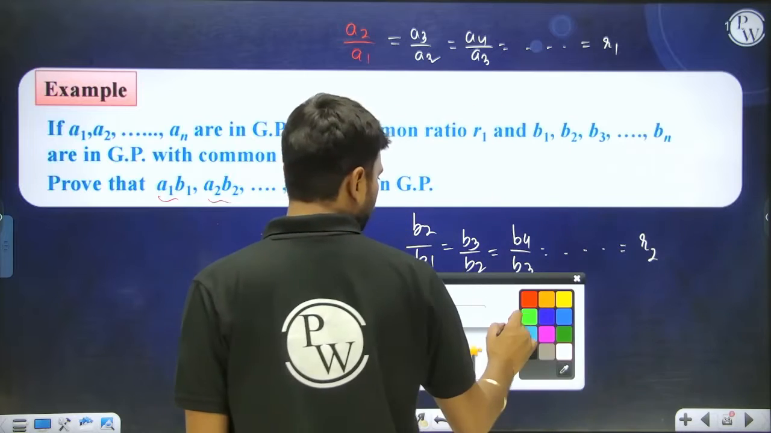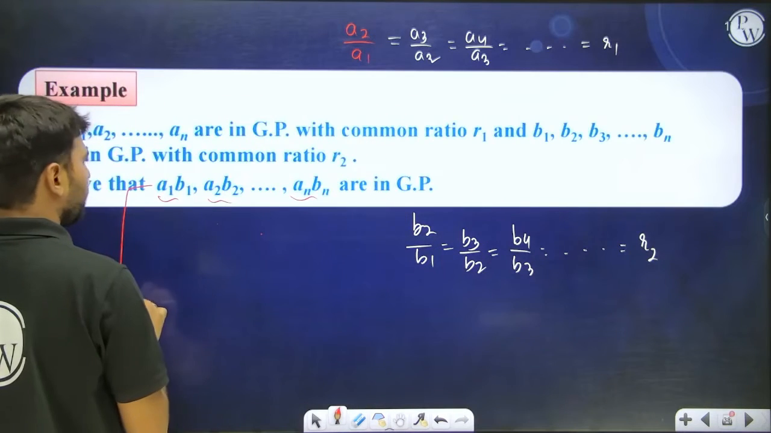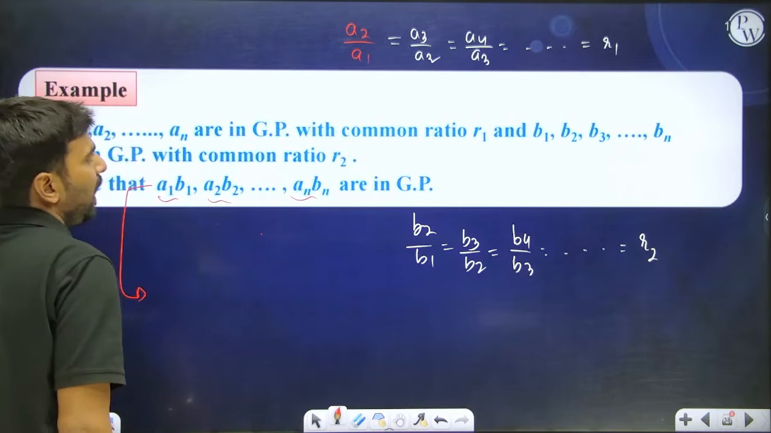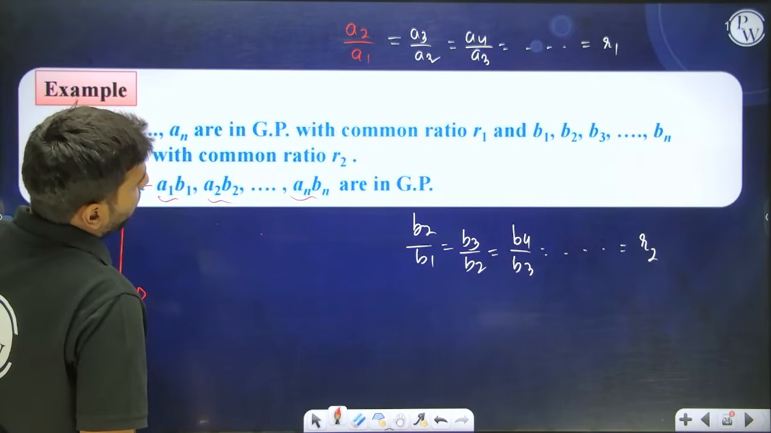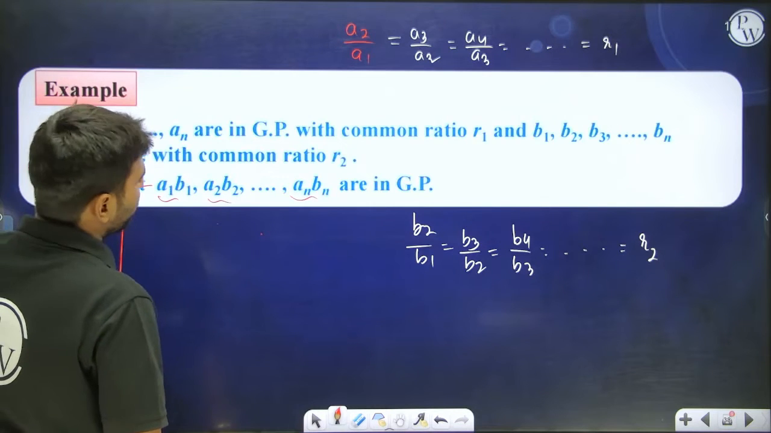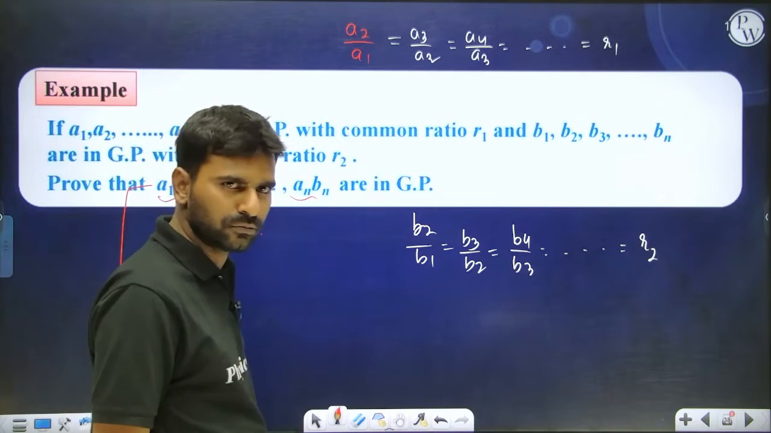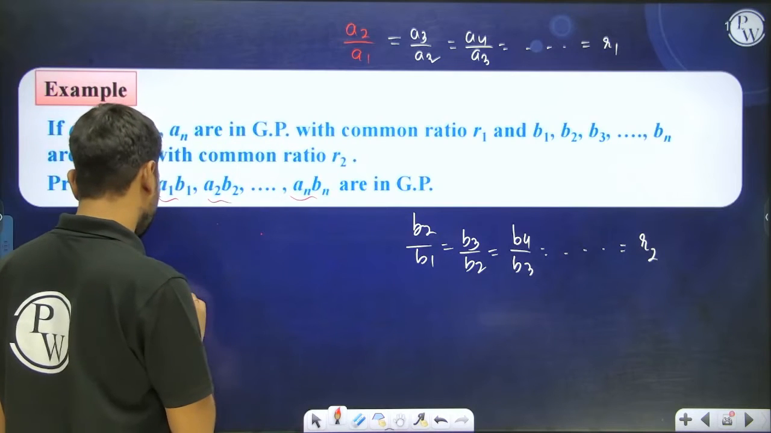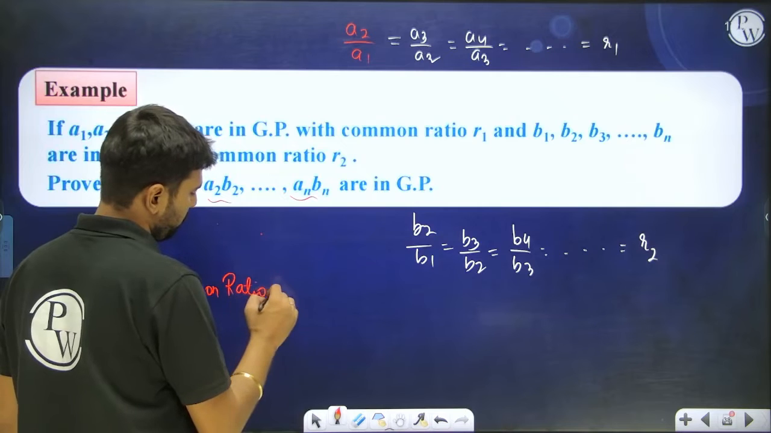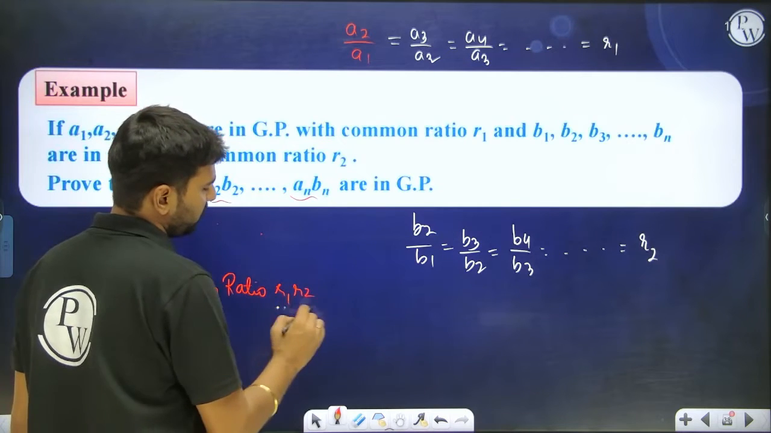So if we are looking for this particular term, then you can see that this is going to be in a GP only. Yes, with a common ratio what? With a common ratio R1 R2. Yes, with a common ratio R1 R2, right? You must know this. This is the result rather, remember it.